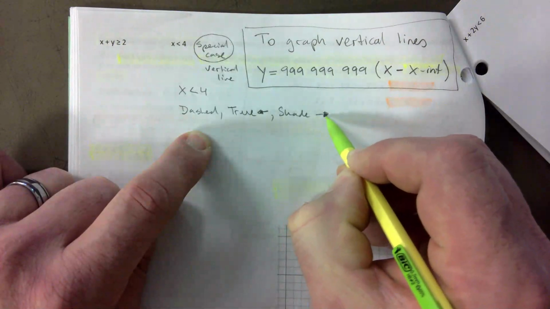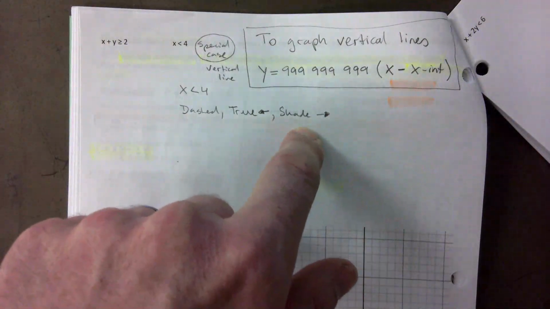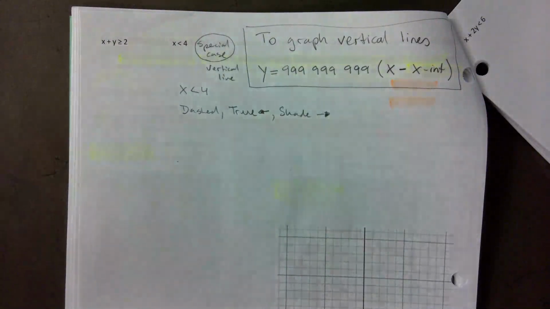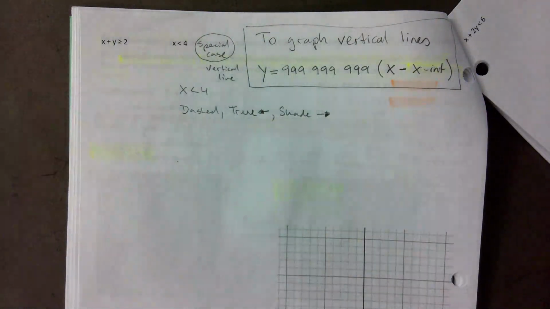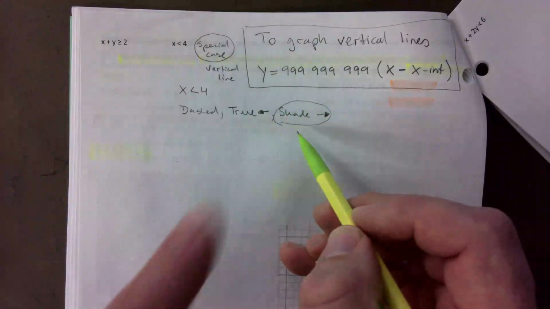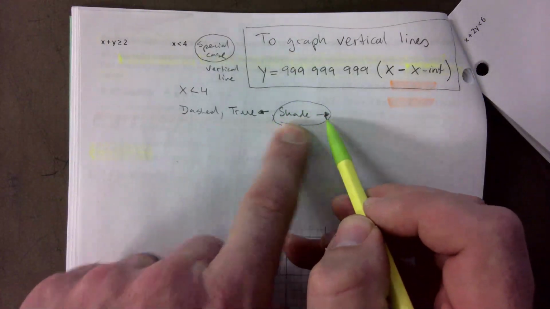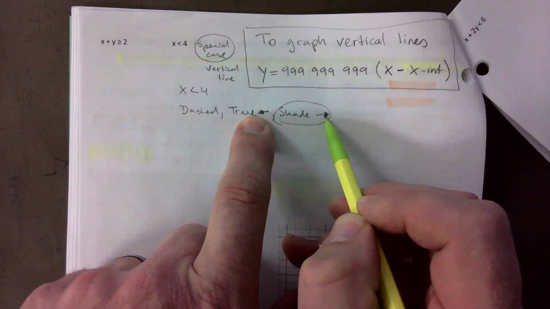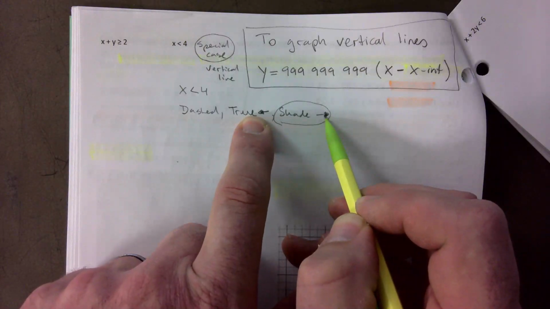Why are we shading to the right? Because we're using reverse shading, because it's a system. It makes it easier to find the solution region. That's the only reason why we're doing that. So this is the most important thing when graphing, to know where to shade. And it should always be opposite to where the true region is. Okay?